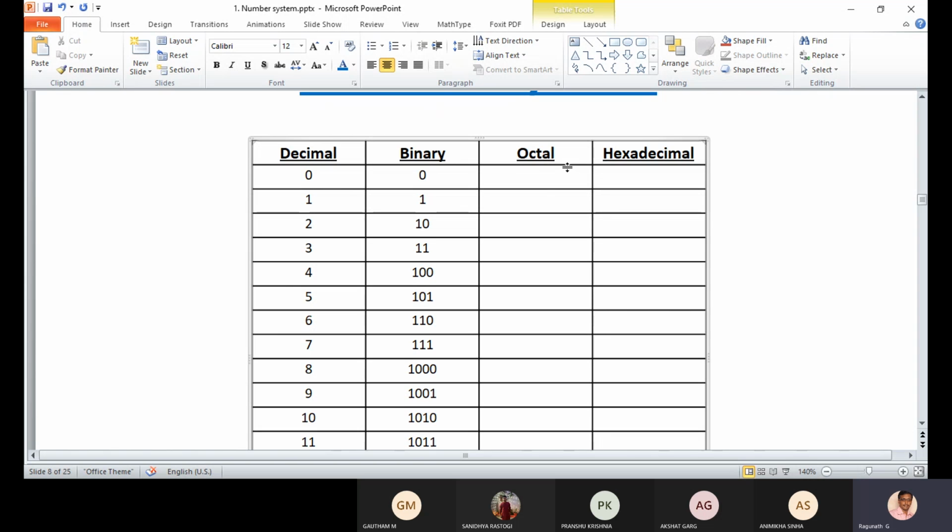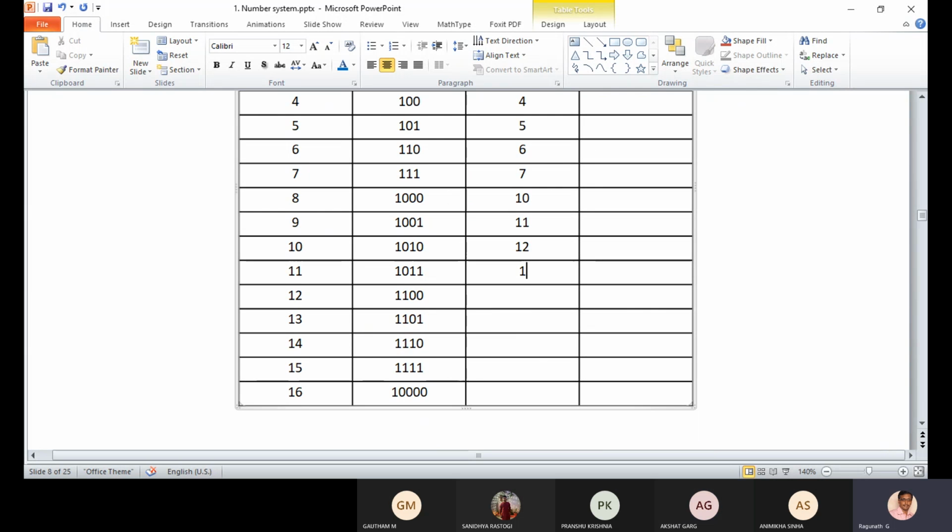But what is the difference between binary and octal? In octal we can write 0 to 7. Actually, 8 different digits are there, but it starts from 0. Up to 7 there is no difference between decimal and octal. After that it changes. 0, 1, 2, 3, 4, 5, 6, 7. What's the next number? 10. Next? 11, 12, 13, 14, 15, 16, 17.